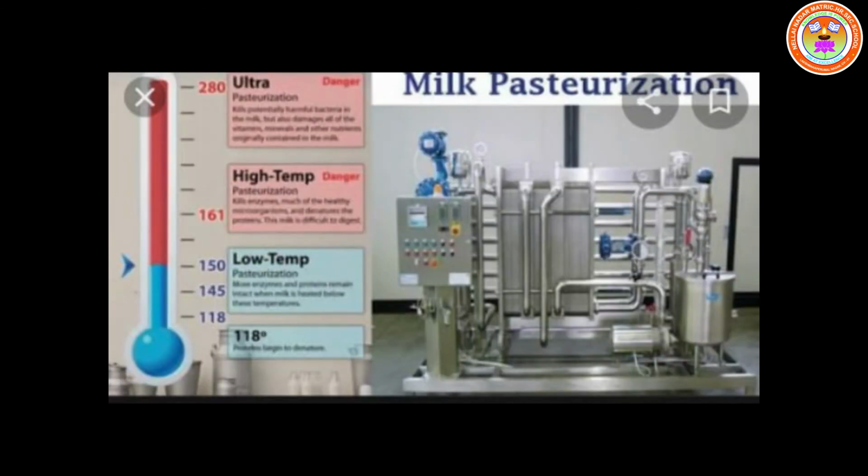Pasteurization. Pasteurization is a process of heat treatment of liquid food products, for example, for preservation of milk and beverages. This process involves heating the milk to a temperature of 63 degrees Celsius for about 30 minutes and suddenly cooling to destroy the microbes present in the milk.